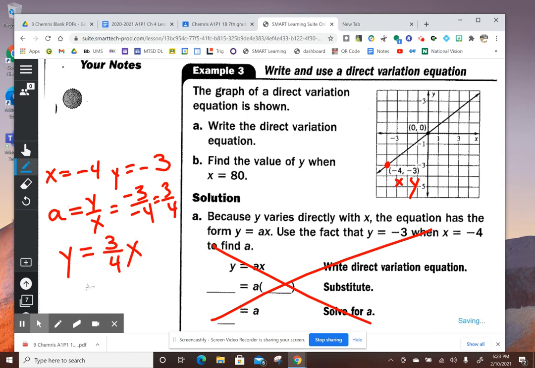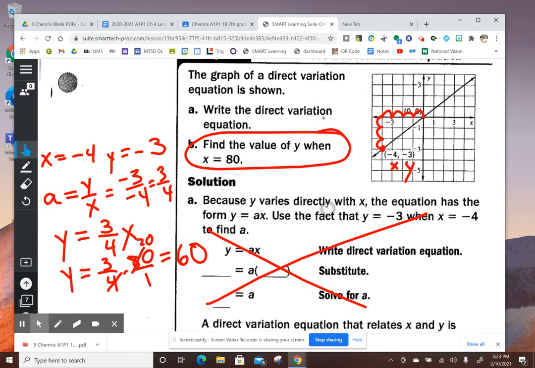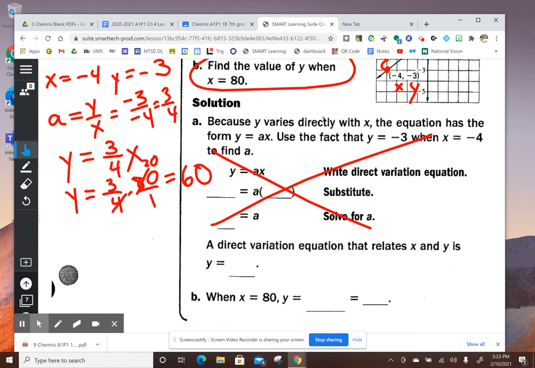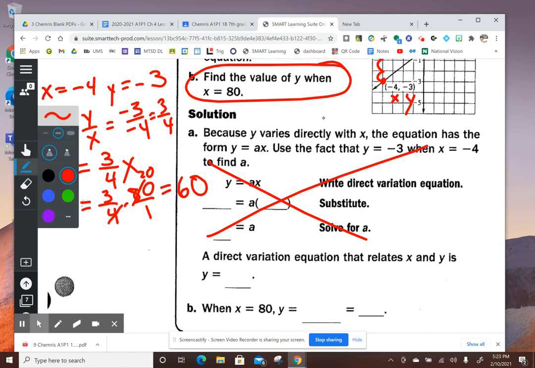How else could I have gotten this? Because I know if it's a straight line through the origin, a is the same as the slope, and we can count up 3 over 4, and we get 3/4 x. Now we have to find y when x is 80, so all I do is substitute. 4 goes into 80 20 times, so the answer is 60. So I think there's a place to put that down here. So when x is 80, y is 60.